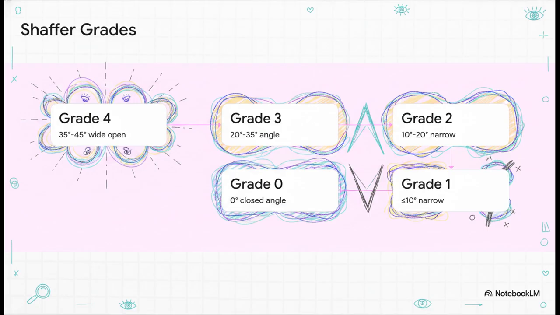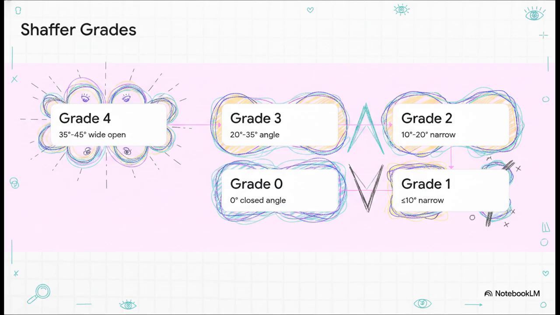We start up at a totally safe grade 4. That's a nice, wide-open angle of 35 to 45 degrees. Then, grade 3 narrows down to between 20 and 35 degrees. By grade 2, we hit 10 to 20 degrees. And pause here because this is officially considered narrow and capable of closure. Grade 1 is 10 degrees or less, absolutely dangerously narrow.